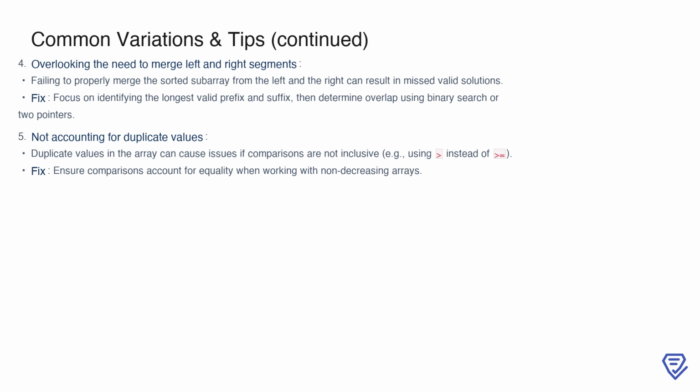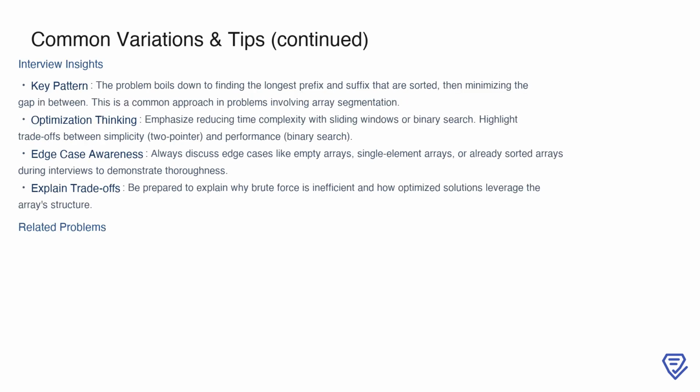For interviews, this problem is an excellent opportunity to demonstrate your understanding of key patterns and optimization strategies. The core idea involves finding the longest sorted prefix and suffix, and then minimizing the gap between them. This approach is a common pattern in array segmentation problems. It's also important to emphasize optimization thinking. Use techniques like sliding windows or binary search to reduce time complexity, and be ready to discuss the trade-offs between simplicity, as seen in the two-pointer method, and performance, as seen in binary search.